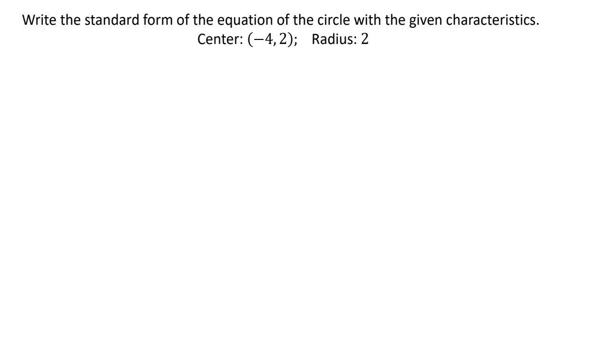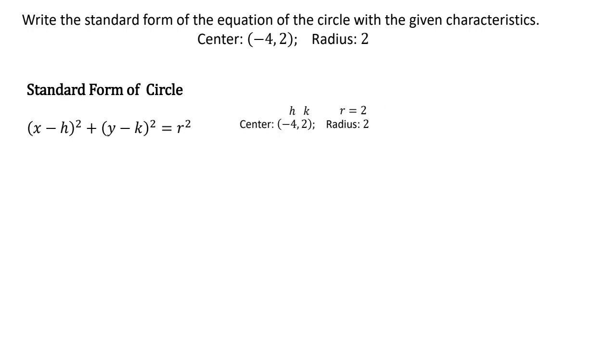Now we're going to look at circles. Write the standard form of the equation of a circle with the given characteristics. They give us the center (-4, 2) and a radius of 2. One thing you want to remember is the standard form of a circle, which is (x minus h) squared plus (y minus k) squared equals r squared. In this standard form, the h and the k represent your center, and r is your radius. In our example, the radius is 2.